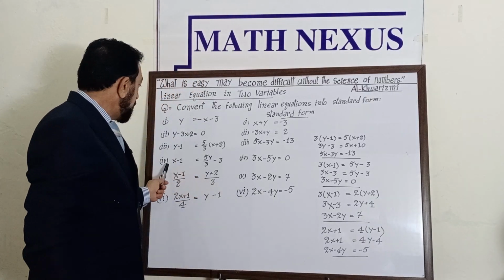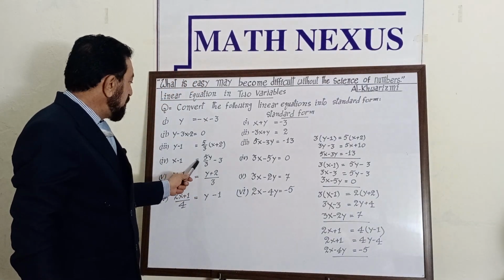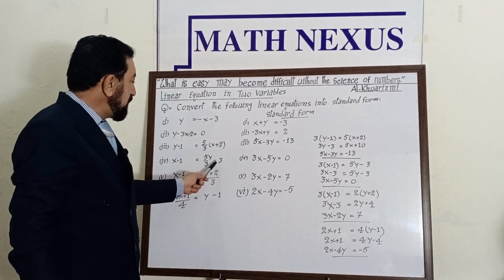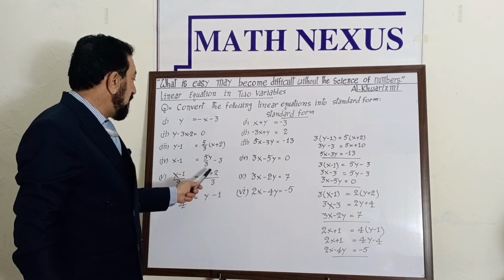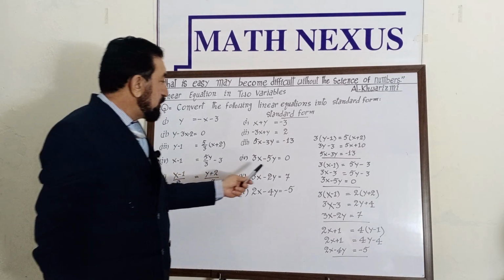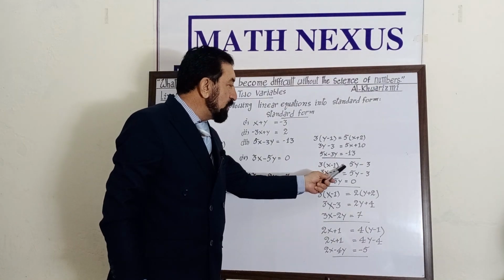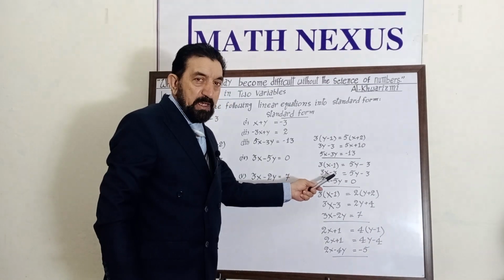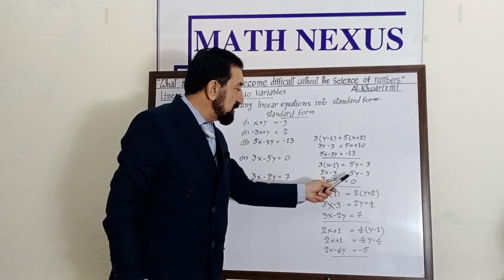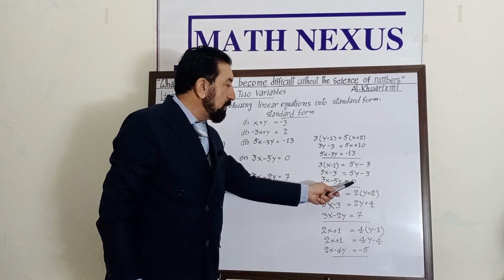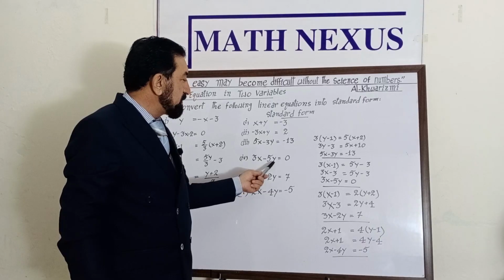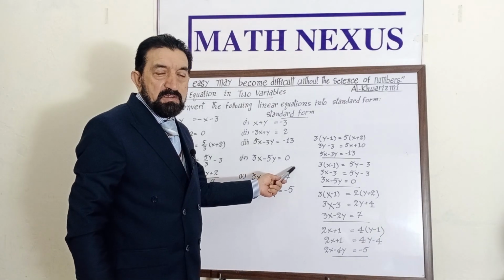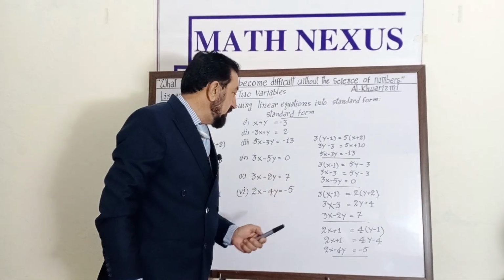Now question number 4. x minus 1 equals 5y upon 3 minus 3. According to cross multiplication, 3 into x minus 1 equals 5y minus 3. Open the bracket. 3x minus 3 equals 5y minus 3. 3x minus 5y equals 0. 3x minus 5y equals 0 is the standard form of this linear equation.